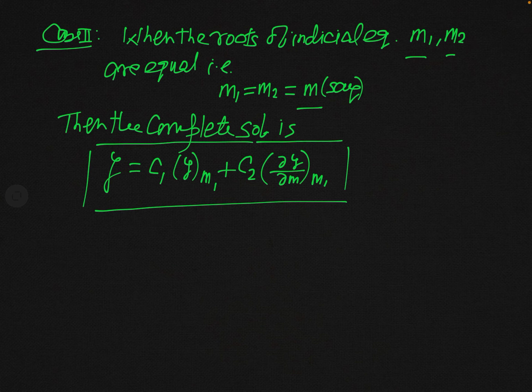It means when the roots of the initial equation are equal, the complete solution is found in this manner. First of all, we will obtain the value of y, and then we will multiply this y by an arbitrary constant C1 when m is simply m1, and then we will differentiate y with respect to m, put the value of m and multiply by another arbitrary constant C2, and we will add these two terms, and after addition you will get the complete solution of that given equation.